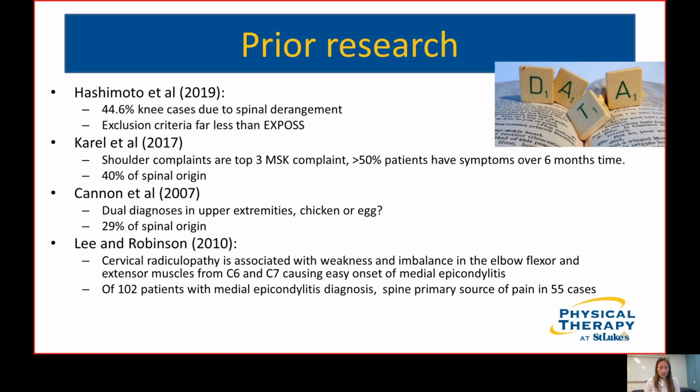Cannon's study was interesting. They had patients that had been referred for electrodiagnosis evaluations with upper limb symptoms. They had patients that had radiating symptoms that were pretty indicative of cervical radiculopathy, but they also had a dual diagnosis of another musculoskeletal issue, whether it was lateral epicondylitis, de Quervain tenosynovitis, maybe an impingement. And they found that in 30% of the cases they were looking at, the radiculopathy was actually impacting this unrelated musculoskeletal diagnosis.